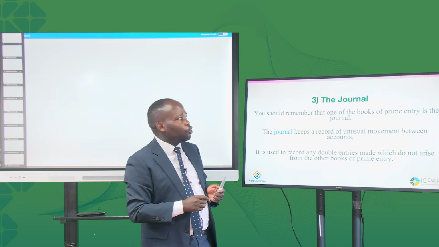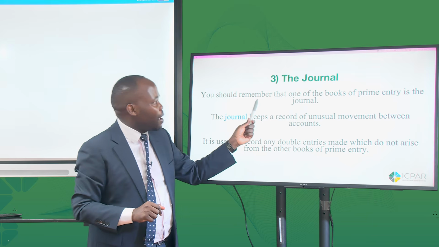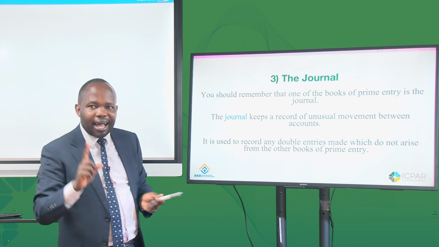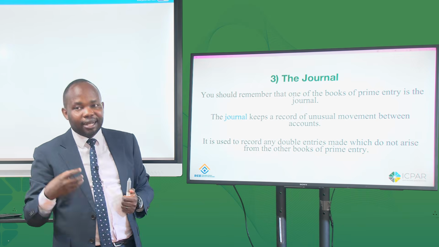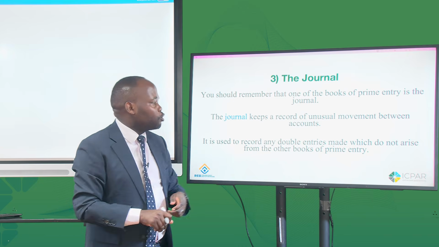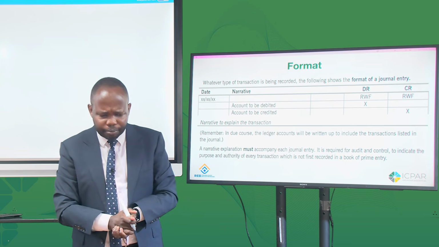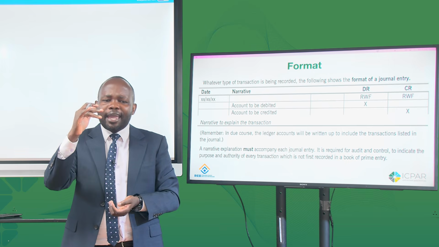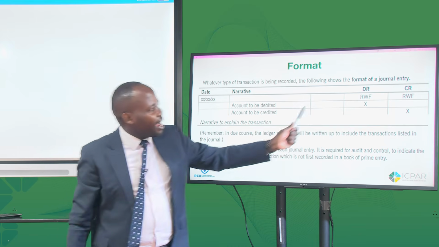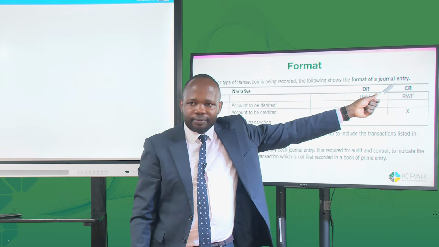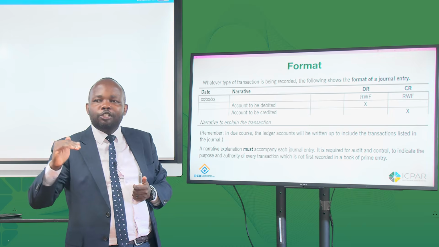So in that case, you open what we call a journal. You should remember that one of the books of prime entry is a journal. A journal keeps a record of unusual movement between accounts, and it is used to record any double entries. An example of a journal is this. Let's assume there are 6 transactions that need to be corrected. A journal will also have a debit and a credit side, just like a trial balance. But a journal looks at each transaction individually.